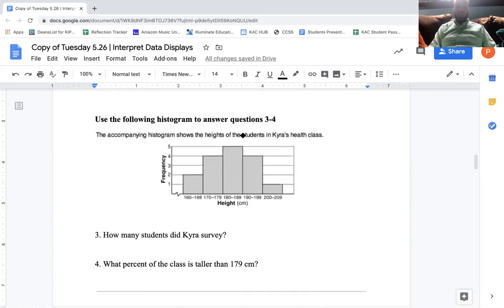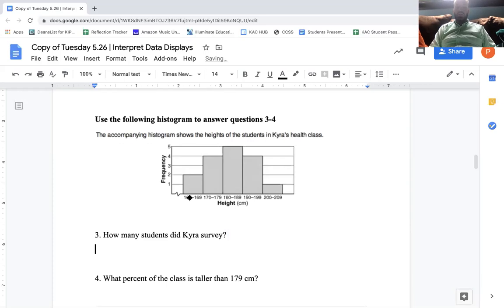Use the following histogram to answer these questions. This is a question that a lot of us got wrong in the exit ticket that day, so I want to revisit it. How many students did Kyra survey? We have to, again, think about what this chart is saying. The accompanying histogram shows the heights of students in Kyra's health class. So Kyra asked every kid in her class how tall they were.